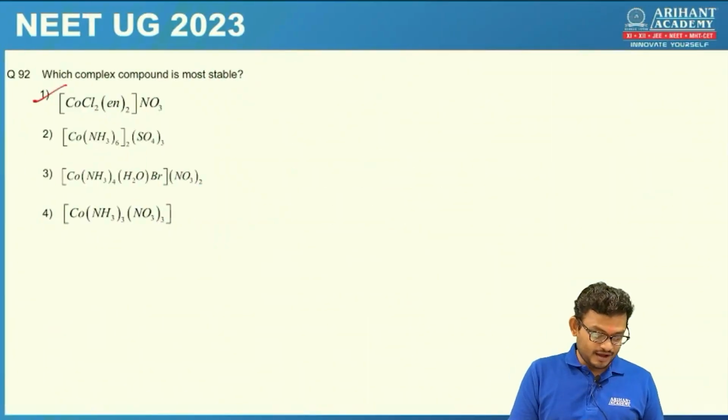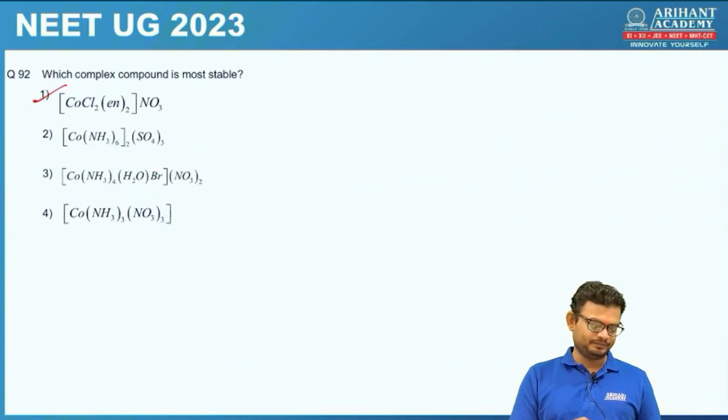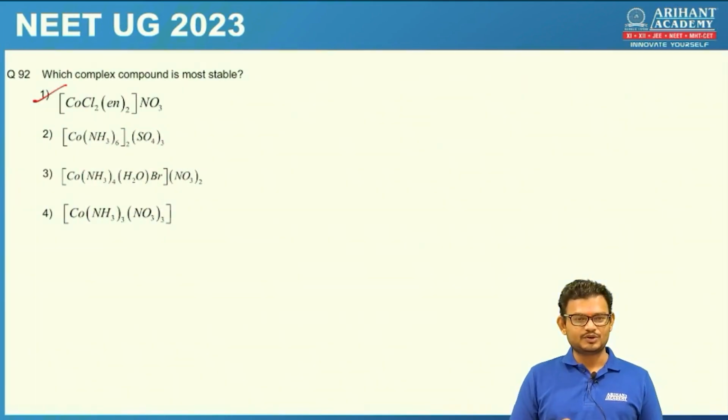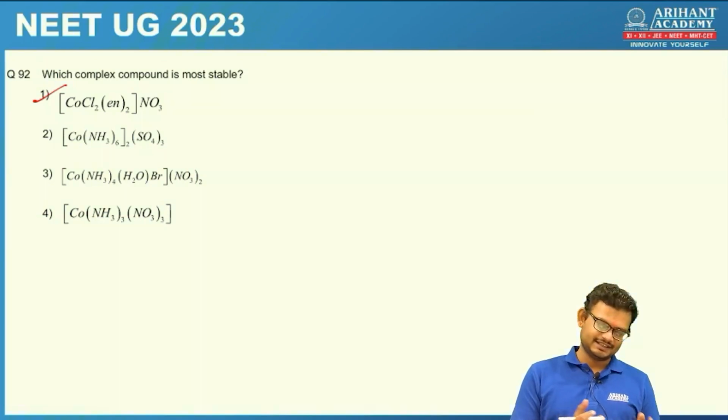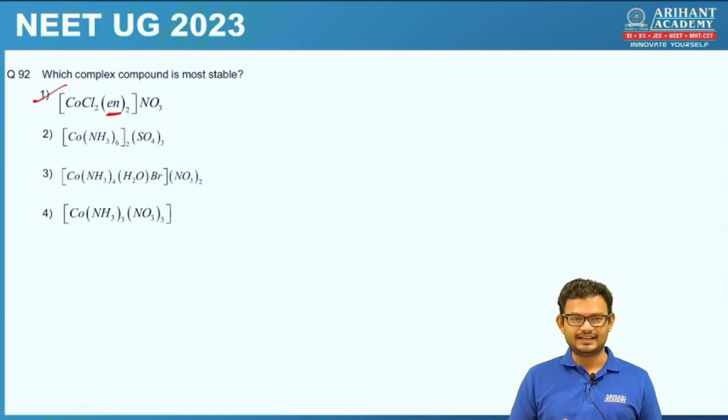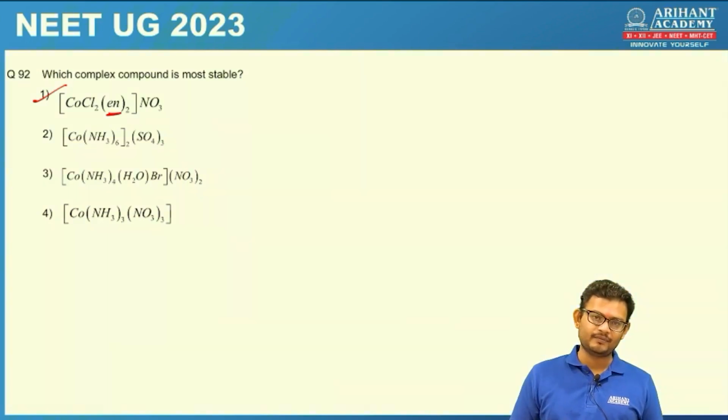Question 92. Which complex is the most stable? Now of them, see the metal is the same, so it would be the ligands that would decide the stability, and so we can clearly see en, ethylenediamine, is a chelating ligand, and chelating ligands tend to increase the stability of the complex. So option 1 is the correct one.